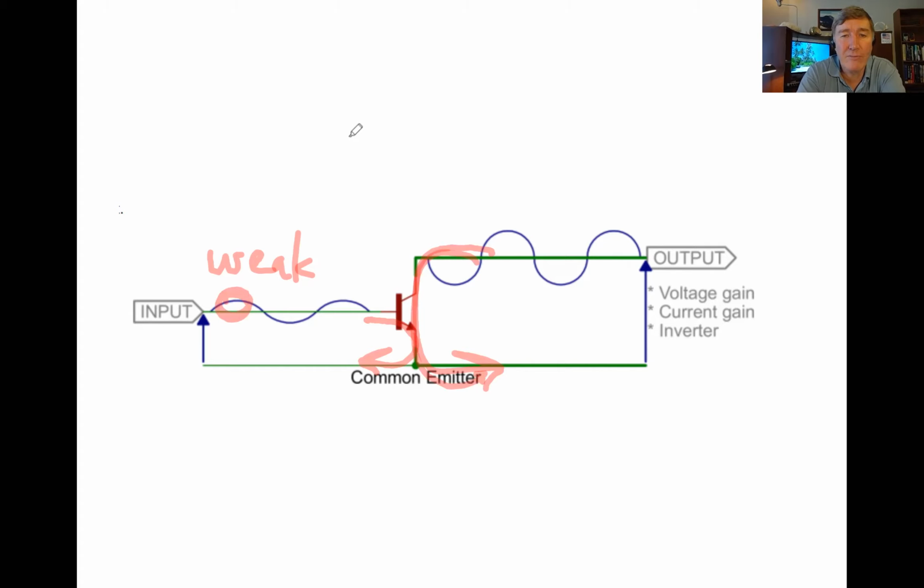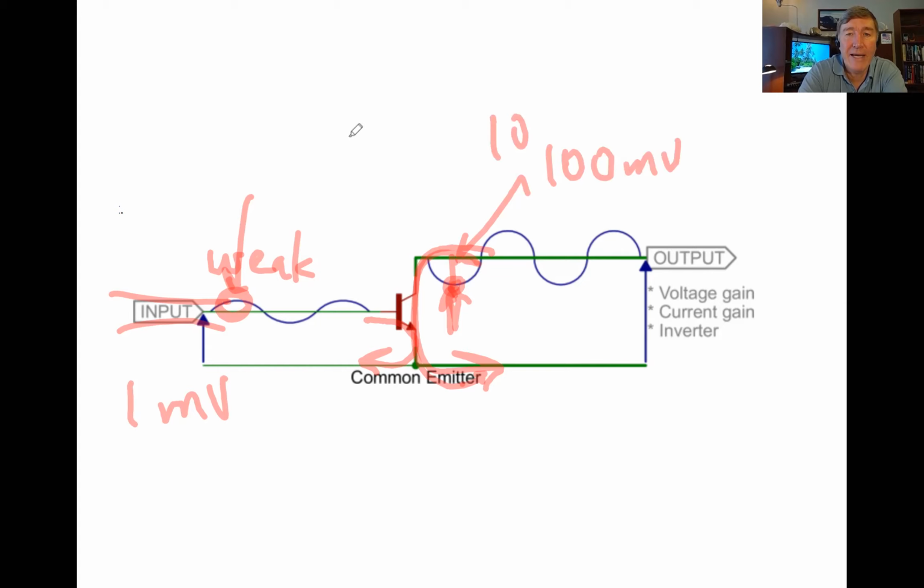And when a lot of current flows through here, the voltage is going to drop because a whole lot of current is flowing. So when our weak signal goes high, our output signal goes low, but it goes low by a lot more than this does. Our weak signal here might only be 1 millivolt, whereas our output signal here might be 100 millivolts, or even 1,000 millivolts, or even more. This is called the gain.